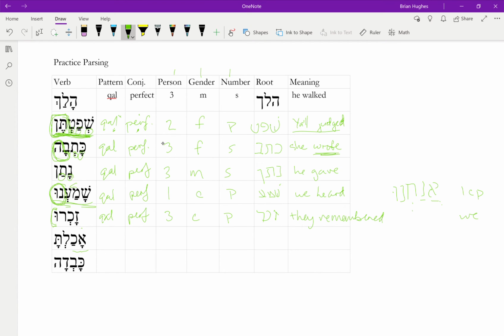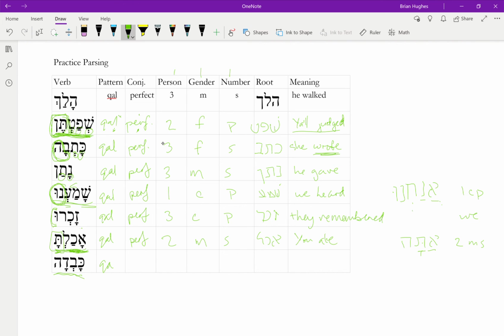Here we have achalta. It's cal. Perfect. So again, we need to figure out what our root is, what our suffix is. We've got the tav kametz here, which is related to the second person masculine singular personal pronoun, and sure enough, it's second person masculine singular from the root achal, to eat. You ate me out of house and home. You ate.